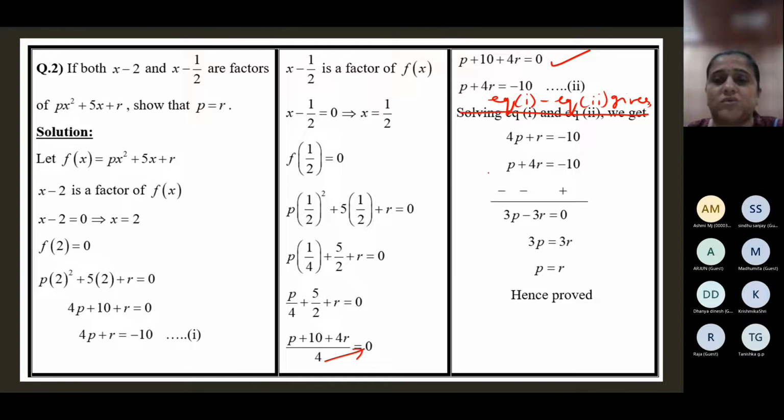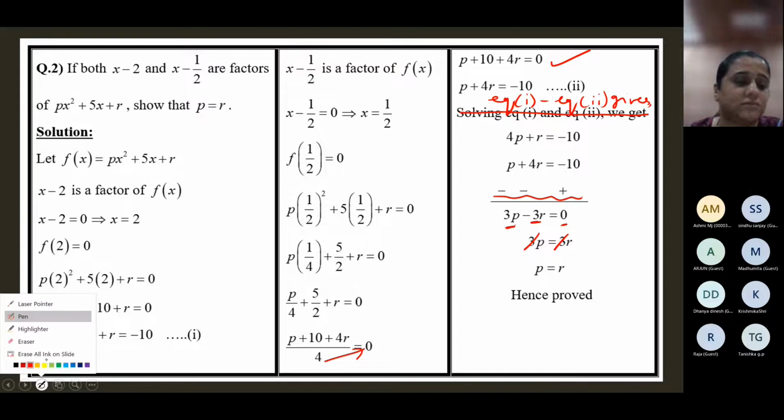So write the first equation, write the second equation, change the signs in the second equation because it's subtracting. So now 4p minus p, 3p, plus r minus 4r, minus 3r, minus 10 plus 10, 0. So now 3p minus 3r is equal to 0. That means 3p is equal to 3r. So 3 on either side gets cancelled and we get the result p is equal to r.